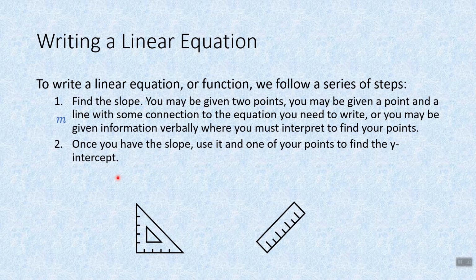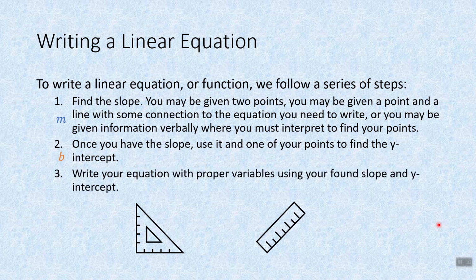Once you have this slope, you're going to use it and one of your points to find the y-intercept. And it doesn't matter which point you use, either point will work, which is nice. So first we find m, then we find b. Finally, we're going to write our equation with proper variables using your found slope and y-intercept.